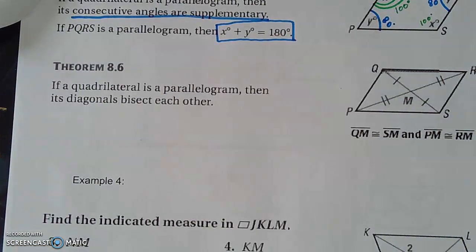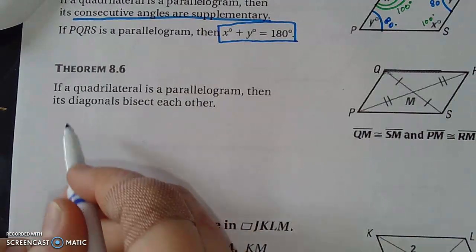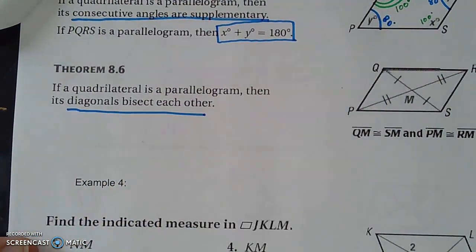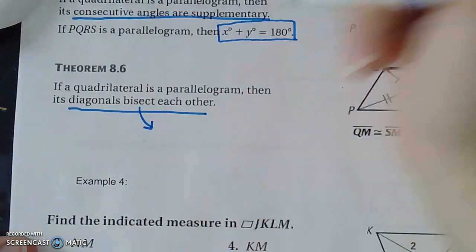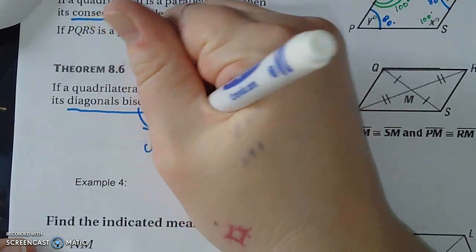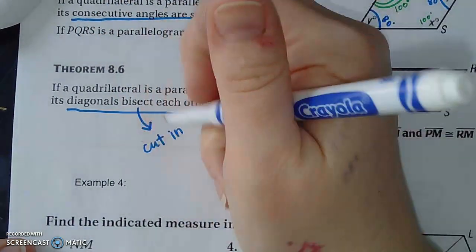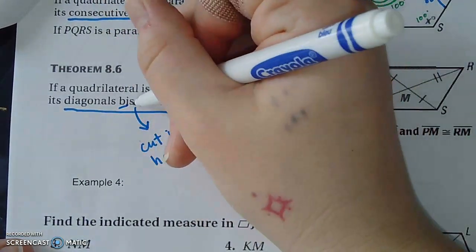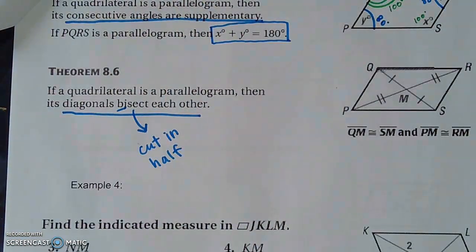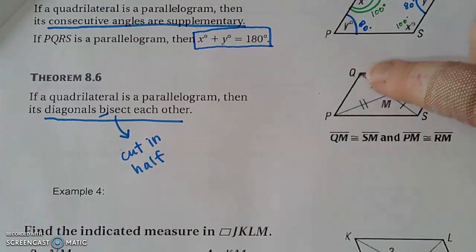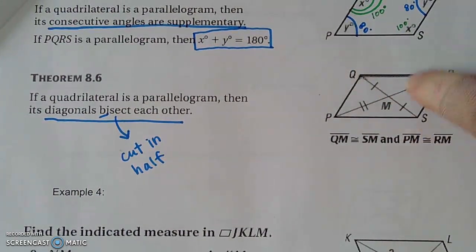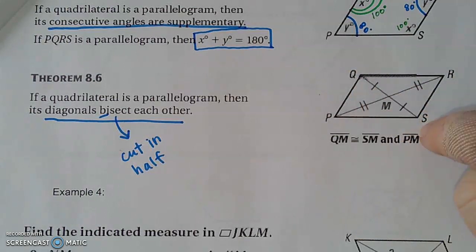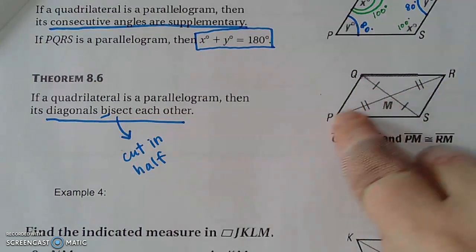Okay, theorem 8.6: if a quadrilateral is a parallelogram, then the diagonals bisect each other. And just in case you don't know what bisect means, it's kind of like dissect. Bisect means to cut in half. Think about bi as in two, sect as in cutting. So the diagonals that you draw from one angle to the opposite angle, this line is going to cut in half this line, this diagonal.